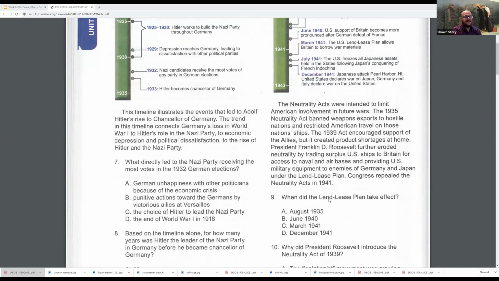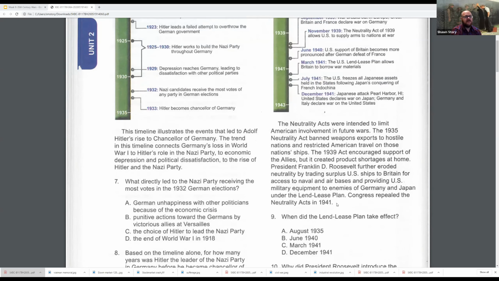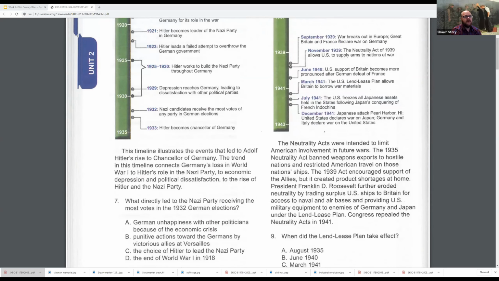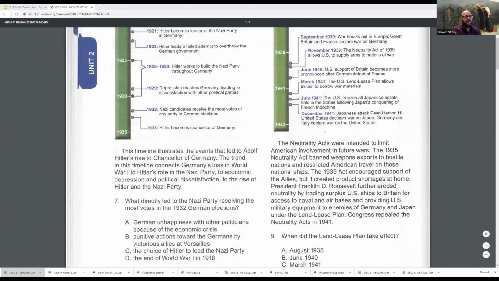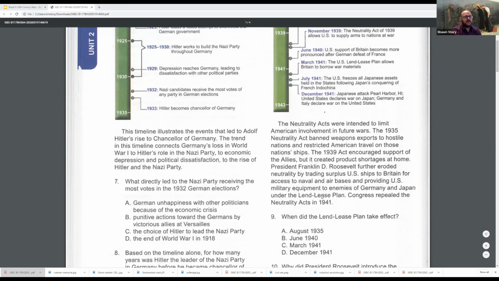So, when did the Lend-Lease Plan take effect? So we're looking for the Lend-Lease Plan. Where do we see it? See, the U.S. Lend-Lease Plan allows Britain to borrow war materials in 1941. So our answer is March of 1941.